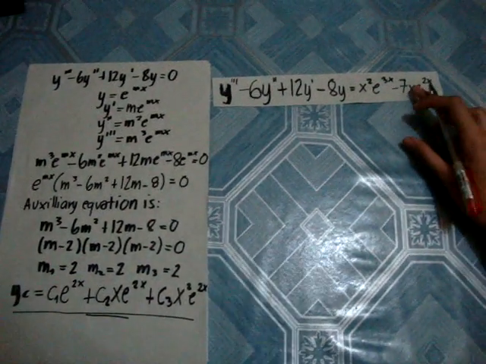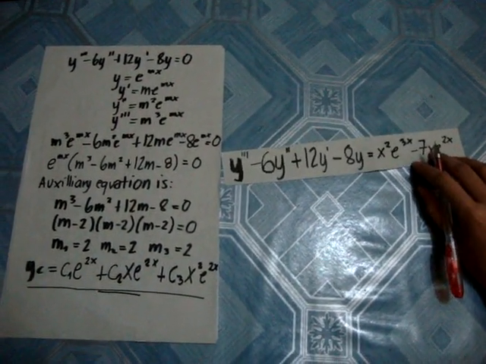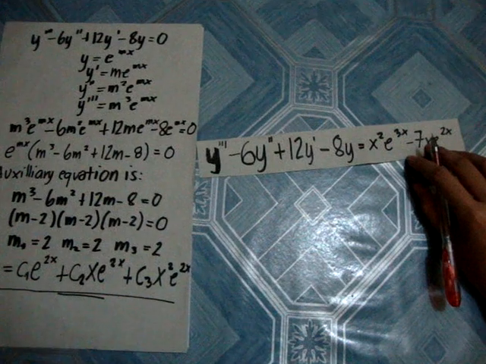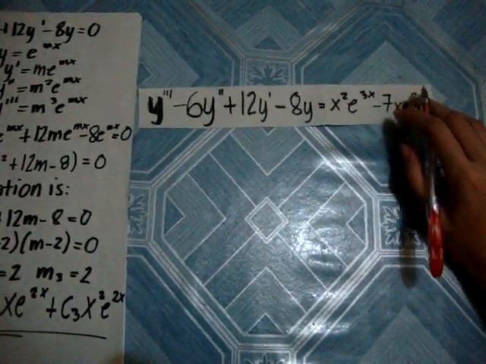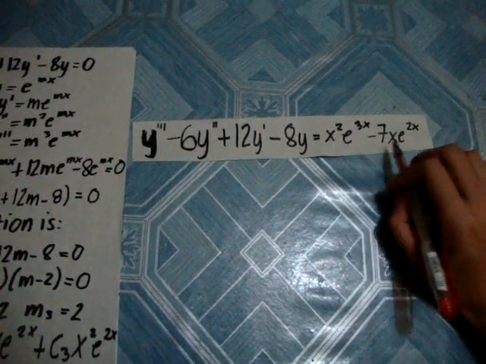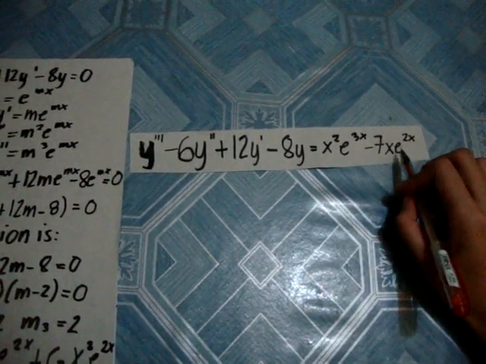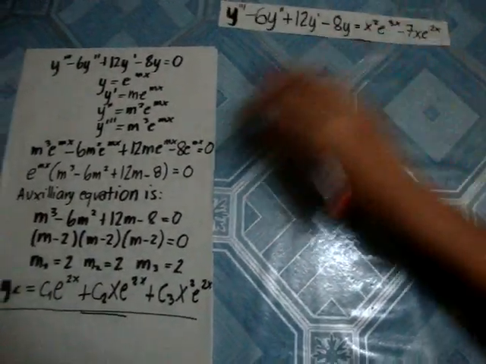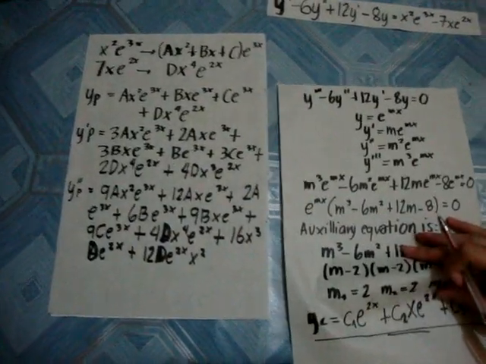Here is our differential equation: y triple prime minus 6y double prime plus 12y prime minus 8y is equal to x squared e raised to 3x minus 7x e raised to 2x. We first solve the associated homogeneous equation.